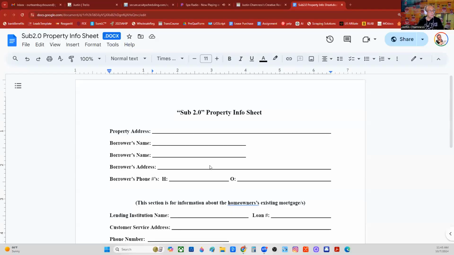Now, first of all, let me go ahead and share screens with you, and I'll share with you a little bit about what you'll find over on the subject to module of that course. And that is, first of all, a property information sheet.